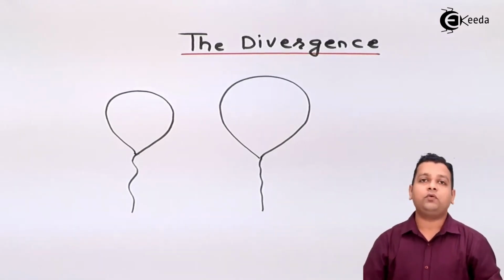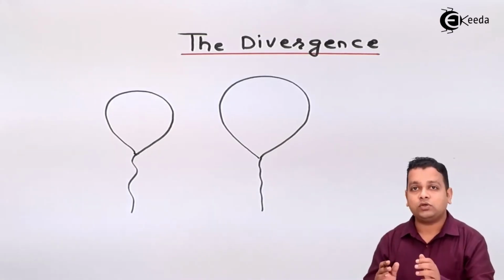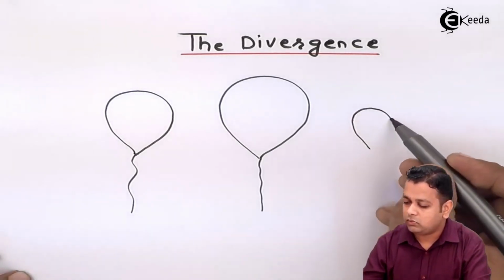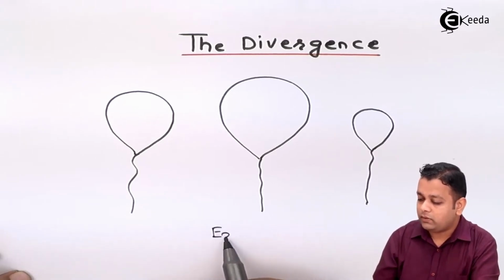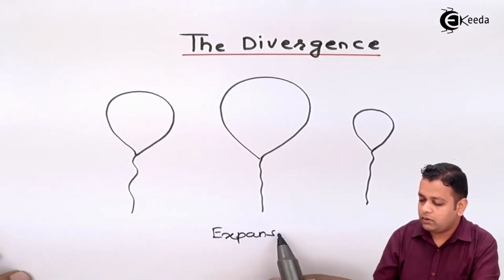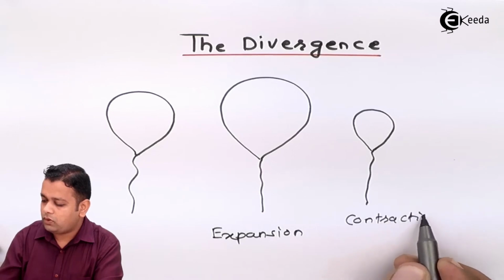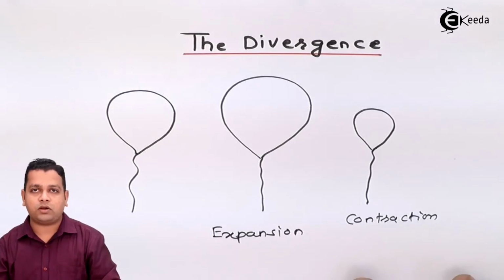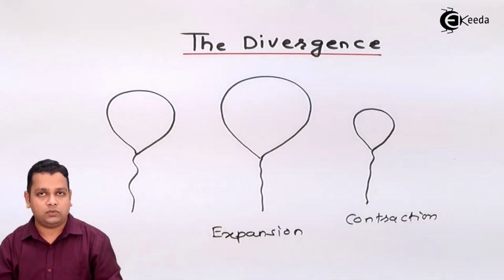Whereas if we allow the air from this balloon to pass out, the size of the balloon will decrease. In that case we will draw a small balloon. This case is called expansion and this case is called contraction. Now the expansion and contraction concepts using the del operator is nothing but the divergence.